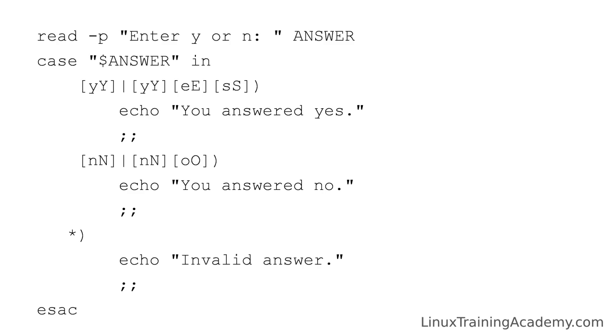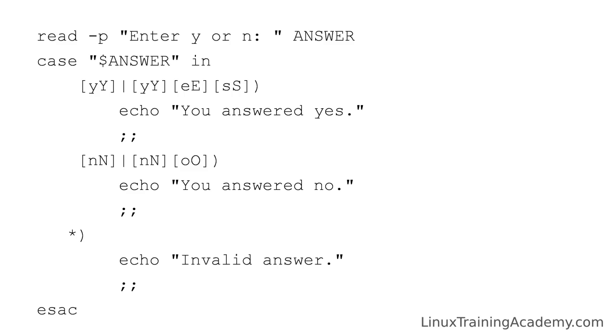Here we are going to use character classes. As a quick reminder, character classes are simply a list of characters between brackets. A character class matches exactly one character, and a match occurs for any of the characters included between the brackets. The first character class in this example is lowercase y and uppercase Y. So if the user entered a lowercase or an uppercase y, the first pattern will match, and then "you answered yes" will be echoed to the screen. Also, if the user entered YES using any combination of upper or lowercase letters, the pattern following the pipe will match and "you answered yes" will be echoed to the screen.